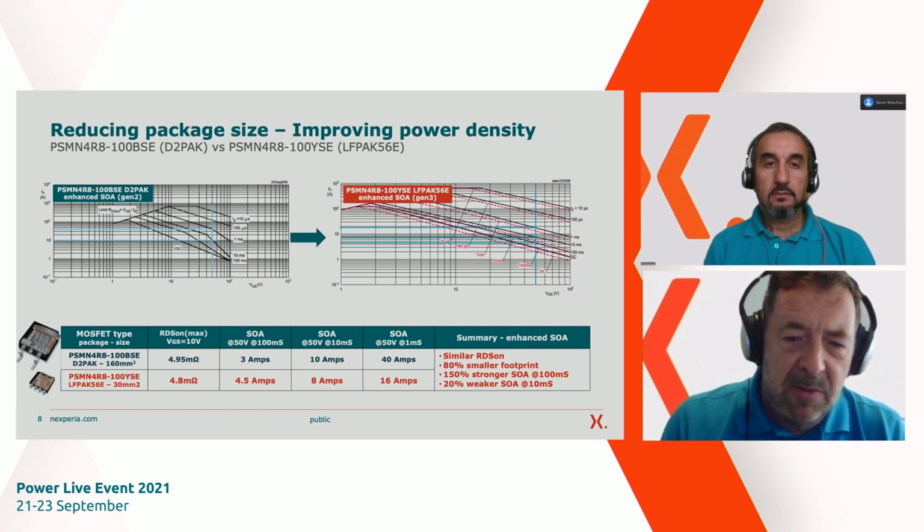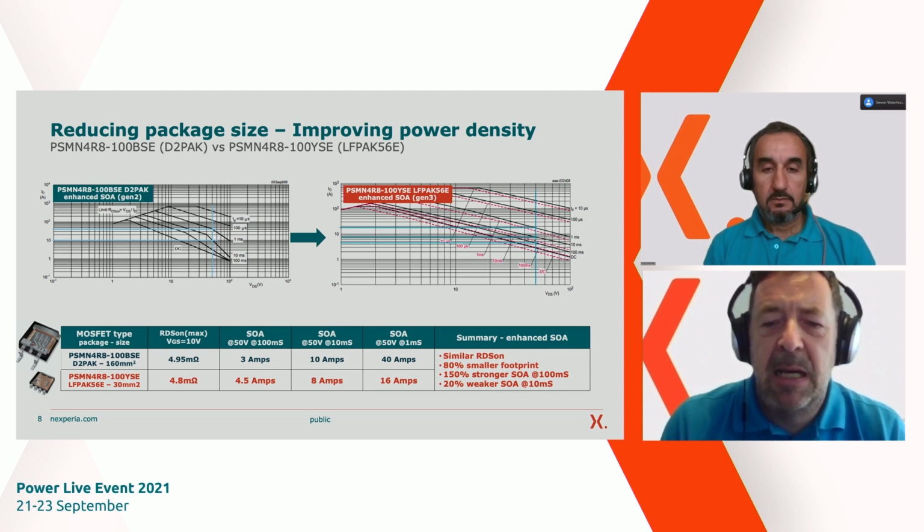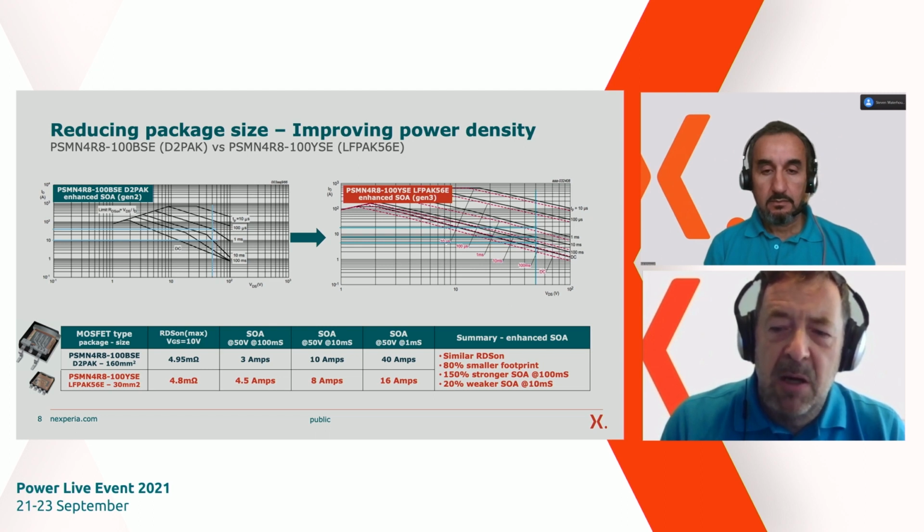If we start to look at something more realistic, which is in the 10 millisecond area, you can see that for the Gen 2 SOA, we've got 10 amps capability compared to 8 amps capability for a 5x6. So we've got an 80% smaller footprint, and we've only got a 20% weaker SOA at 10 milliseconds.